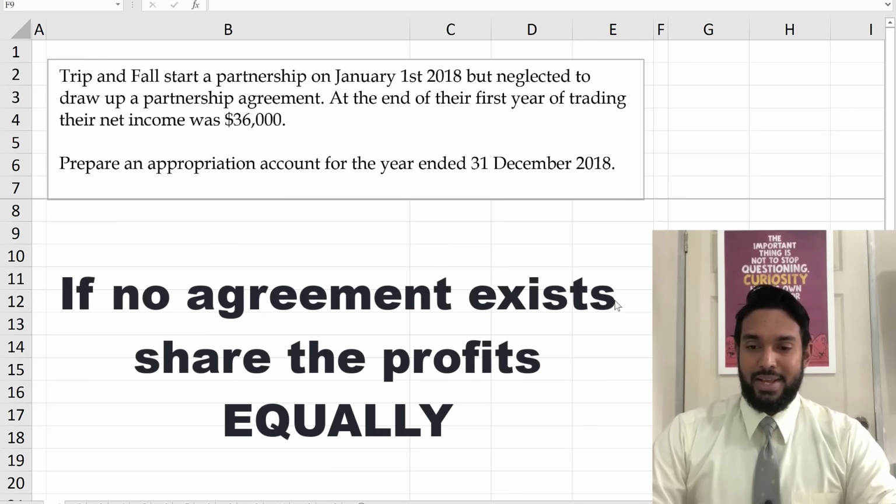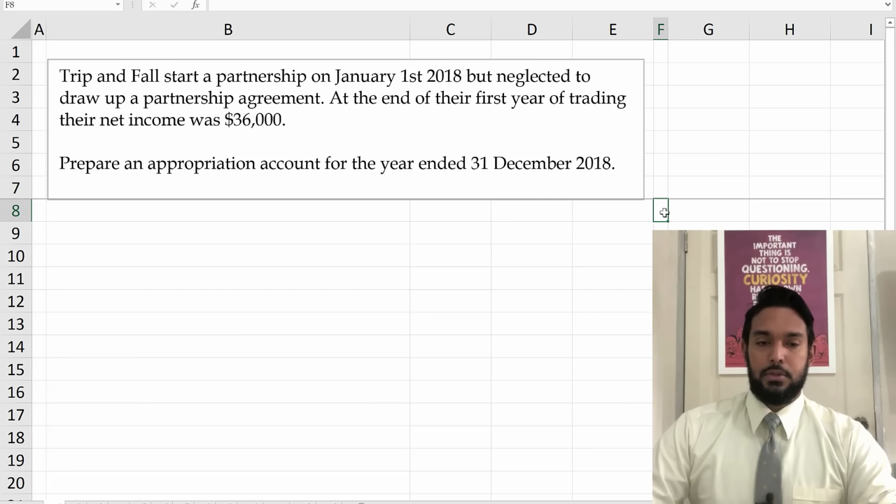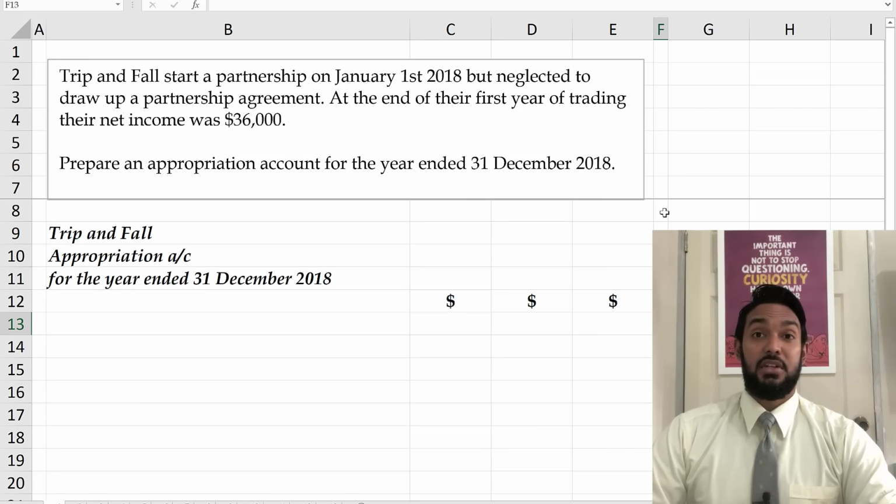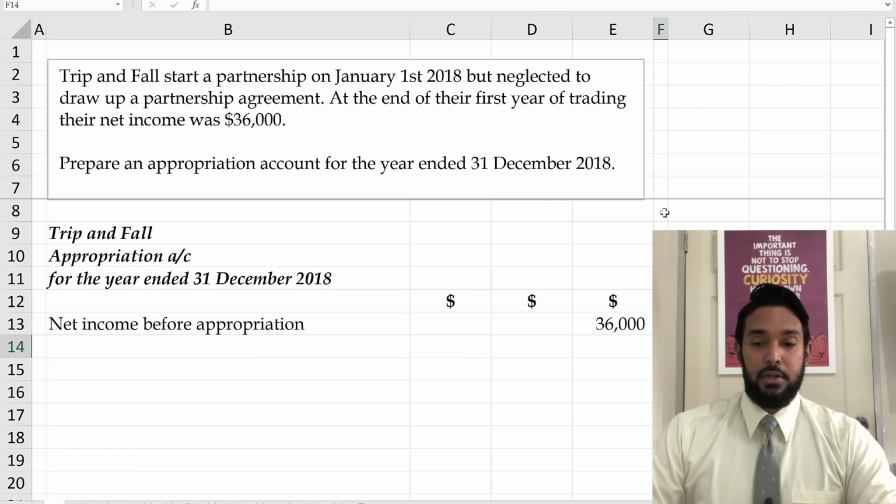So let's see how to head up an appropriation account. So we put the name of the partners, Trip and Fall. The name of the statement is the appropriation account, and we put the period to which it applies. For the year ended 31st December 2018. Let's get some dollar signs going, and we're going to start with the net profit before appropriation of $36,000. Or net income, whatever you choose to call it, that's fine by me.